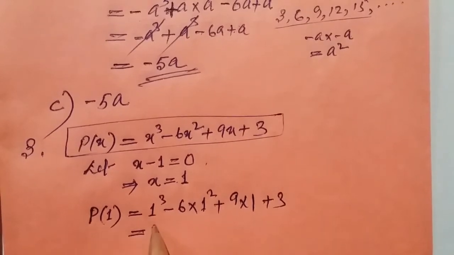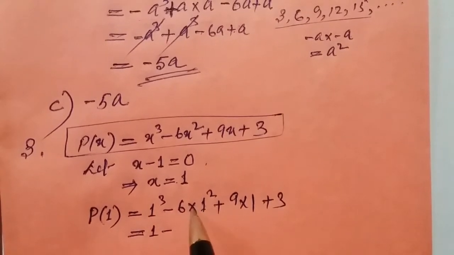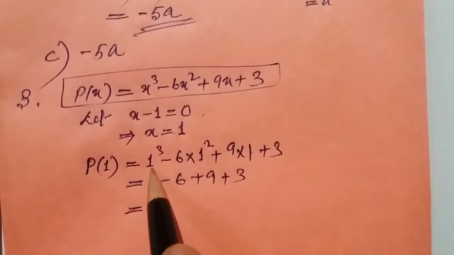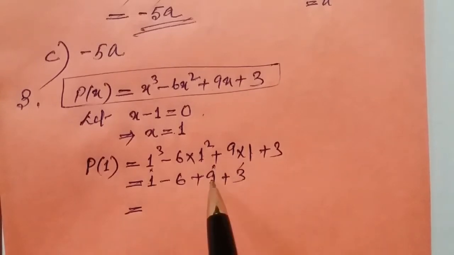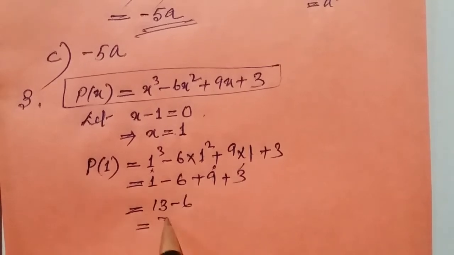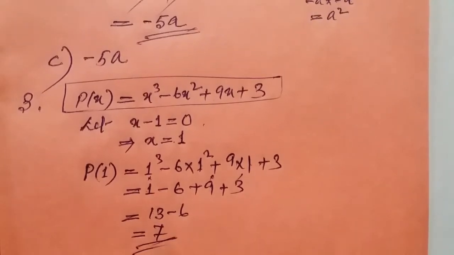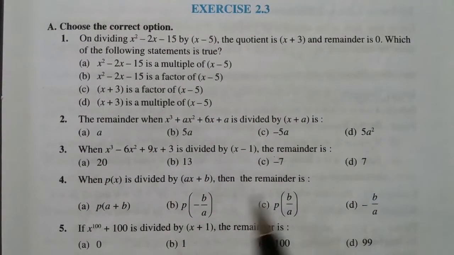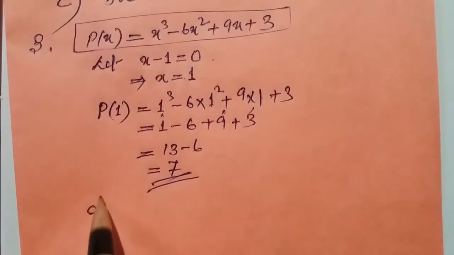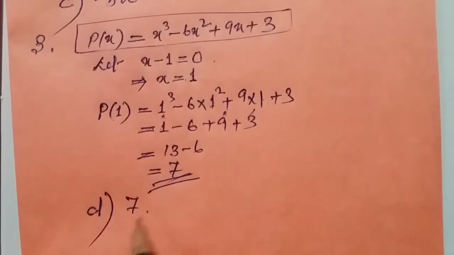Now here 1 cube is 1, and 1 square is 1. 1 into 6 is 6, plus 9 ones are 9 plus 3. Now let's add all the plus number here, this and this. So 1 plus 9 is 10, 10 plus 3 is 13, 13 minus 6 is 7. So the remainder here is 7. So let's see, this 7 is given in which option? 7 here, D. So the answer is D, 7.